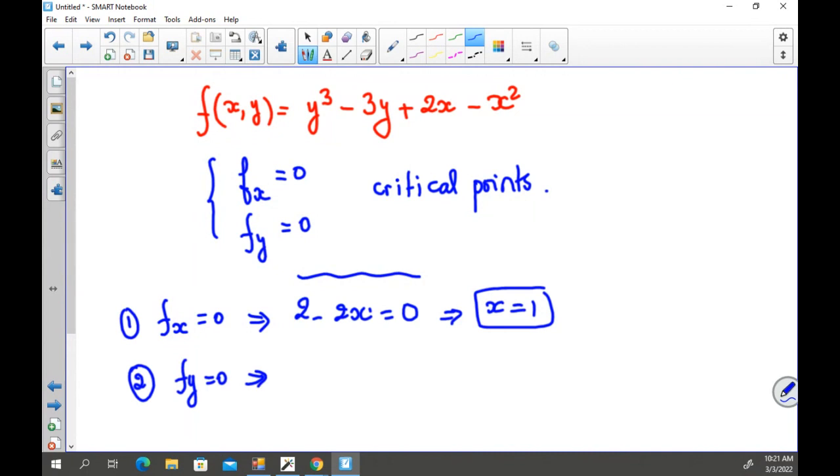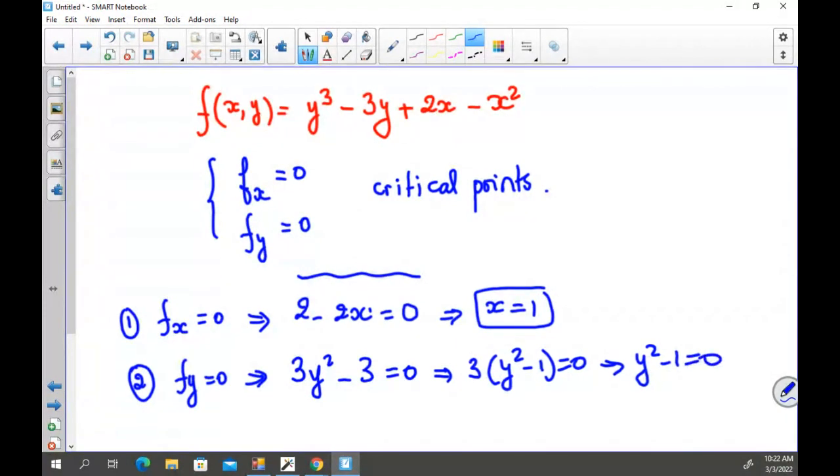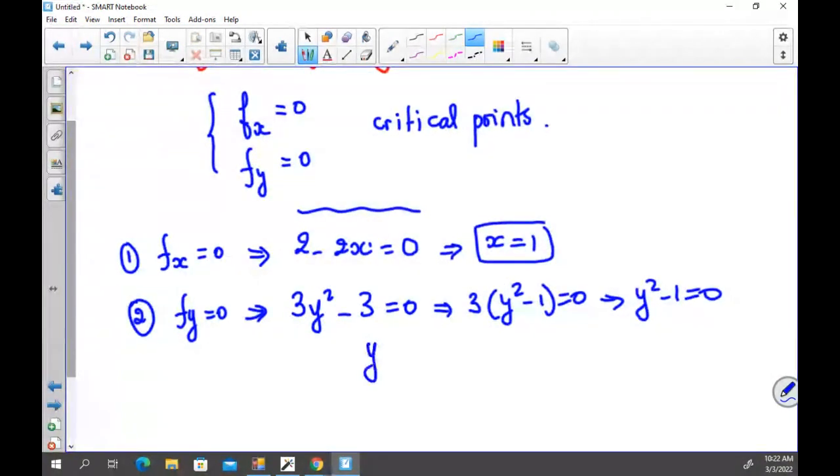We will get it from the second equation. Fy. What is the derivative with respect to y? 3y squared minus 3. And you put this equal to 0. Now you solve this. It's up to you how you solve it. You can use the mod 5(3) in your calculator. You can put 3 as a common factor, which means y squared minus 1 is 0, which means y is equal to plus or minus 1.